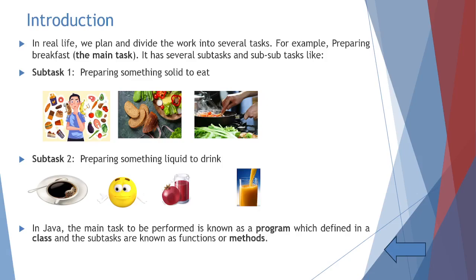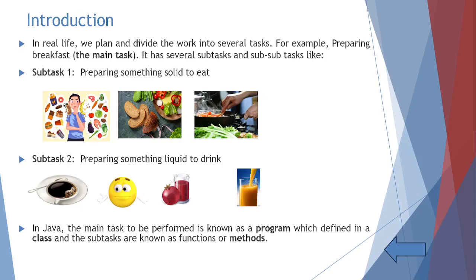We divide the work into several tasks. For example, preparing breakfast, the main task. It has several subtasks and sub-subtasks. For example, subtask 1, preparing something solid to eat. Subtask 2, preparing something liquid to drink. In subtask 1, first of all, we think about what to eat. We plan and collect the ingredients, then cook. In subtask 2, coffee or juice, first of all, we decide, and then the drink is ready, whatever it may be.